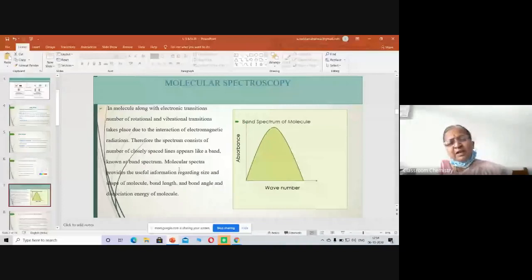This is about the spectra of molecule. That is, the spectra of molecule is the band spectrum. And from this spectrum, we got the useful information regarding the size of molecule, shape of molecule. Also, we can determine the bond length and bond angle and the dissociation energy of the molecule. Means molecular spectroscopy provides the useful information regarding the structure of molecule.